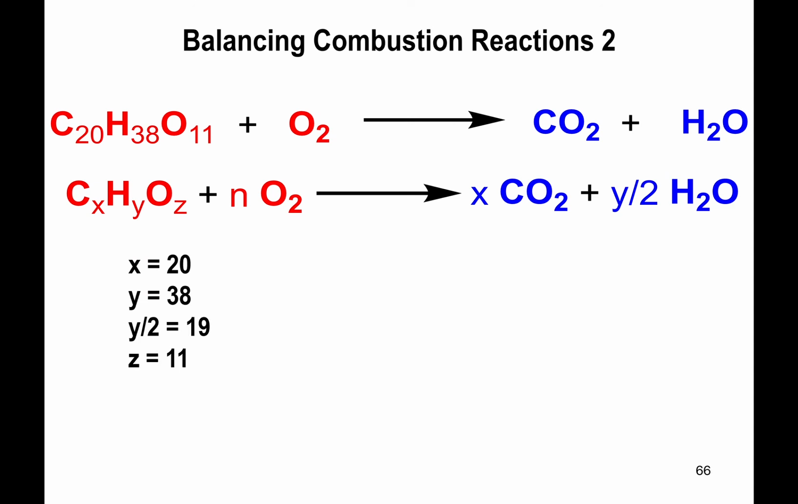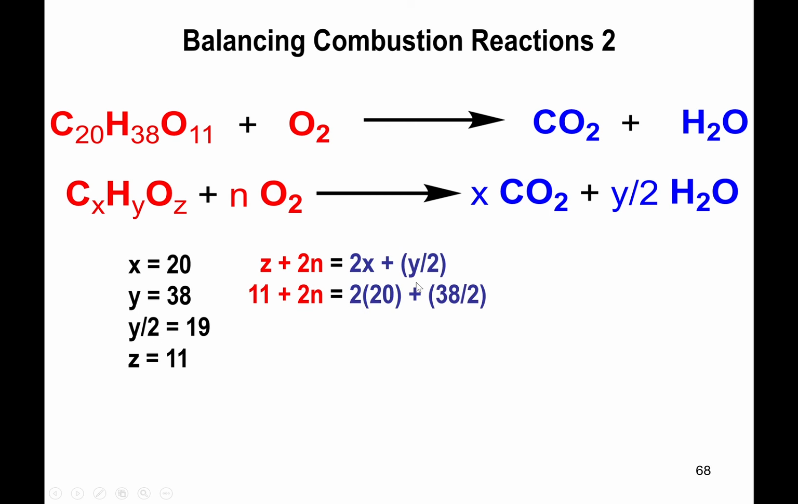Alright, then the total number of oxygens. We have Z on the first molecule, we have 2n for the second molecule. That's all that's on the left side. On the right side, we have 2 times X and 1 times Y over 2, which is all on the right side. Here we need to input the values of everything that we know. We know the value of Z, we know the value of X, and we know the value of Y. So we're going to input all those values the way they are.